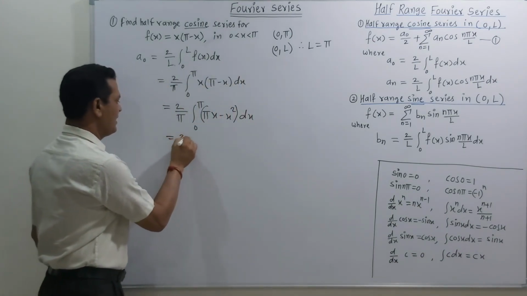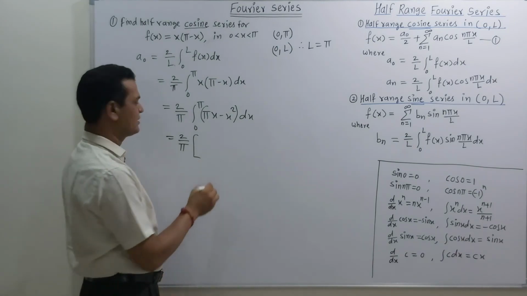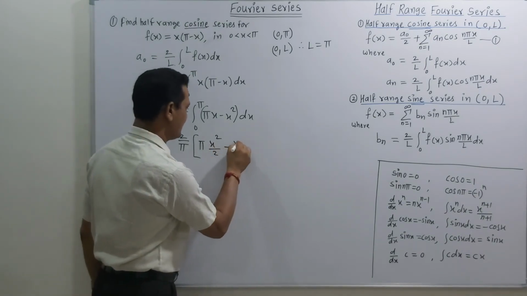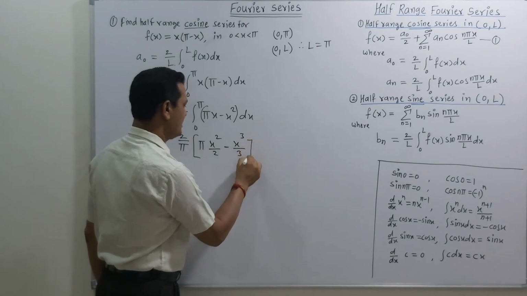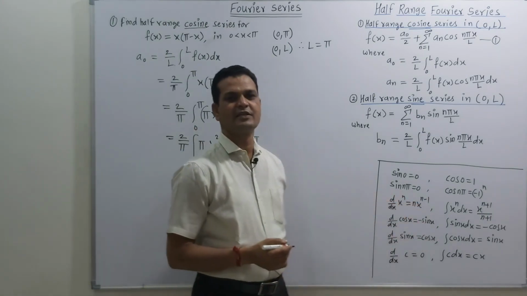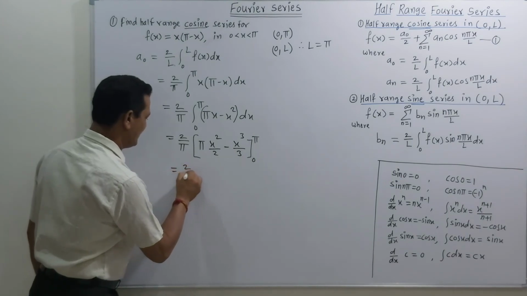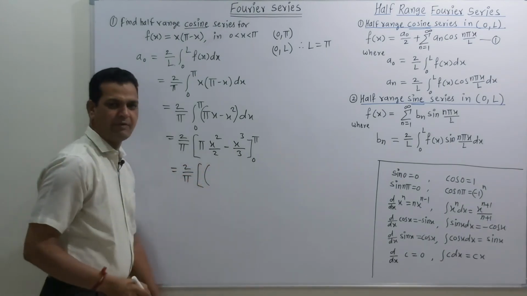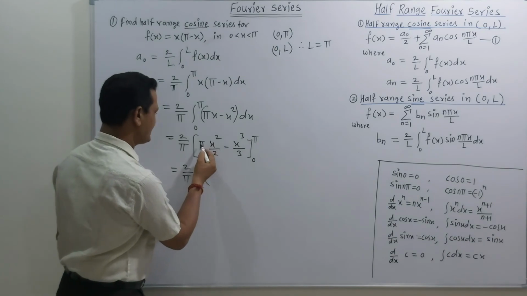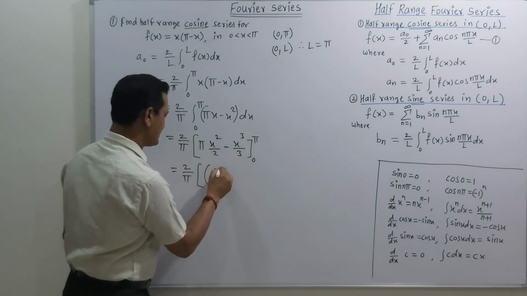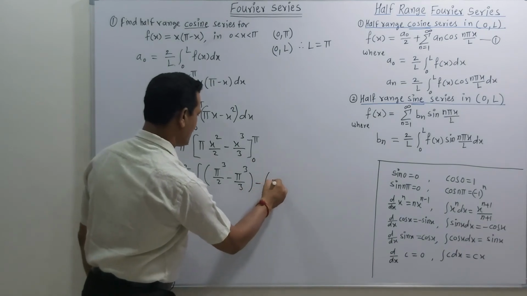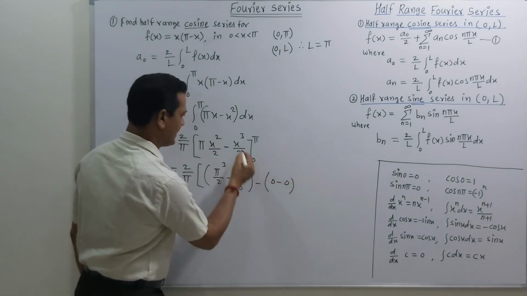We apply this formula and we get 2 upon pi, then the integration: pi is constant, the integration of x is x square by 2, minus the integration of x square, which is x cube by 3, with limits 0 to pi. We just apply this rule for integration. Then let's put in the upper and lower limits. When we put the upper limit, write down one bracket to avoid confusion in the sign. The upper limit is pi, so we write pi into pi square by 2, which is pi cube by 2, minus pi cube by 3, then minus the lower limit: if we put x is equal to 0, this is 0, minus again x is equal to 0, this is 0.